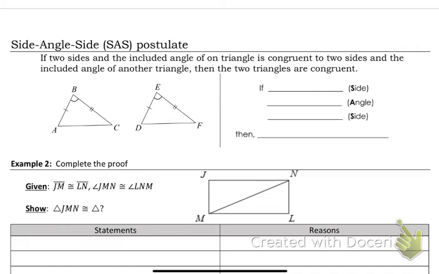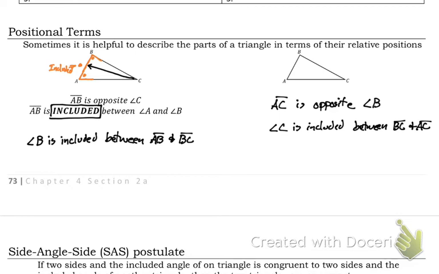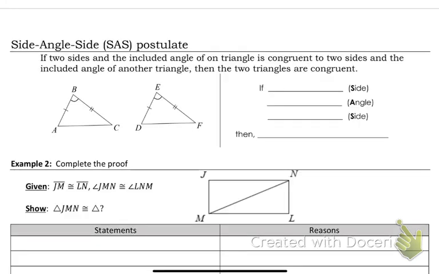All right, side angle side postulate. So we had side, side, side. Now we're going to have side, angle, side. If we read this, it says if two sides and the included angle. So, for example, C is included between BC and AC. So if I'm talking about BC and AC, I have to be talking about angle C to fit this description. I can't talk about B, I can't talk about A. It has to be included between the sides.